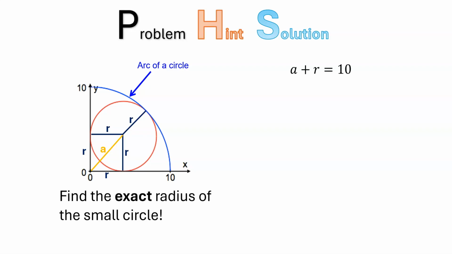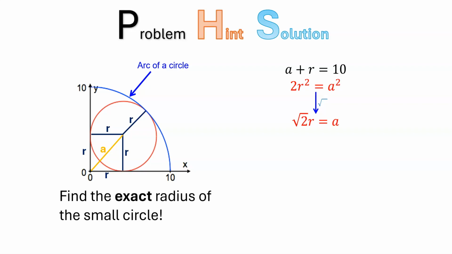The first equation is a plus r equals 10, because you can see that the radius of the larger blue circle, or in this case quarter circle, is in fact 10. I can also write down, looking at the triangle within that square, that r squared plus r squared equals a squared using Pythagoras' theorem. Simplifying that, I can write 2r squared equals a squared, and then I can square root both sides to give me root 2 r equals a.